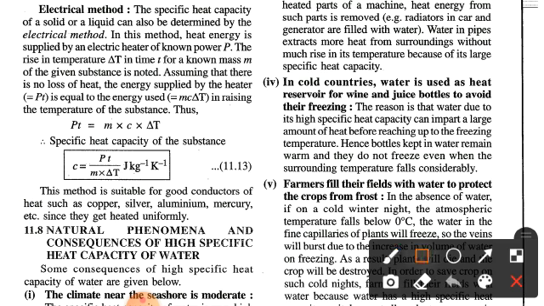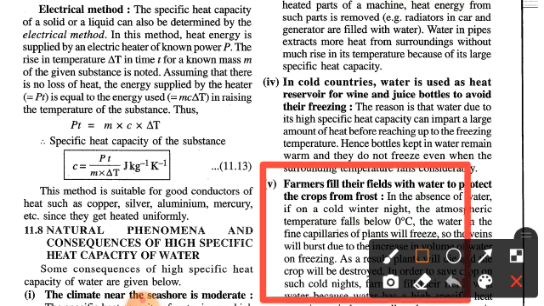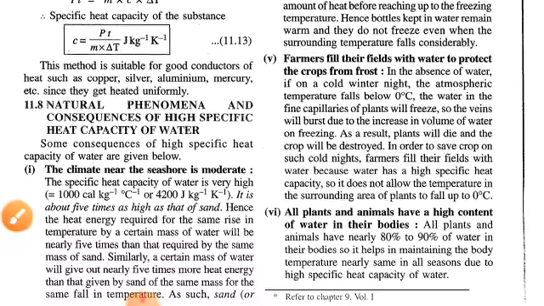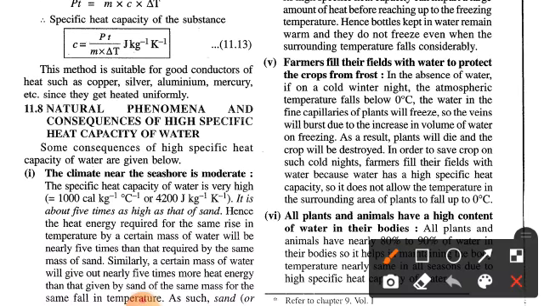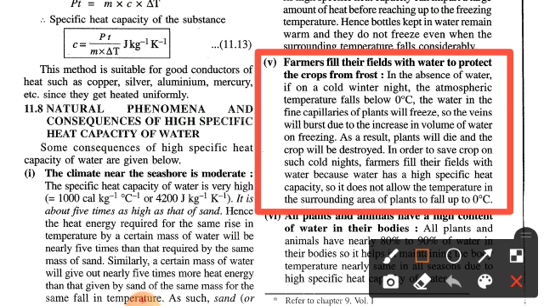And this is the fifth one. Farmers fill their fields with water to protect the crop from frost. Here you can see that in the absence of water, on a cold winter night, if the atmospheric temperature falls below 0 degrees Celsius, the water in the fine capillaries of plants will freeze. I hope you know the capillaries. So the veins will burst due to the increase in the volume of water on freezing. As a result, the plant will die and the crop will be destroyed.